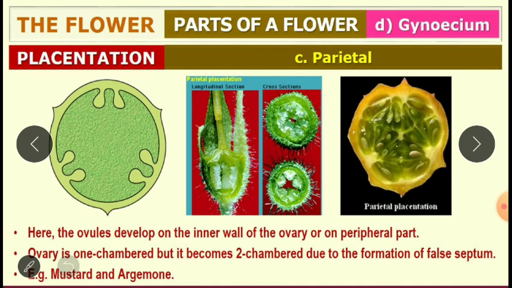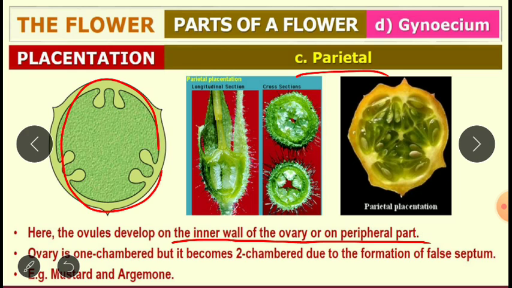Coming to the third one, that is parietal gynoecium or parietal placentation. Here the ovules develop on the inner wall of the ovary on the peripheral part. So, here the chambers are not present, but the placenta is going to be covering or surrounding the ovary and the ovules are going to be present hanging to this placenta.